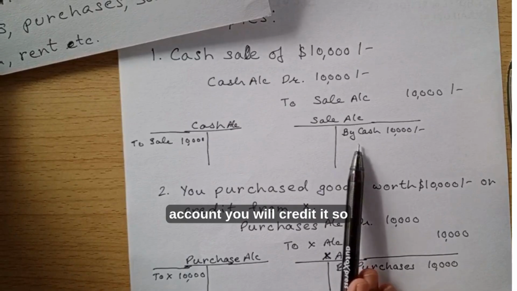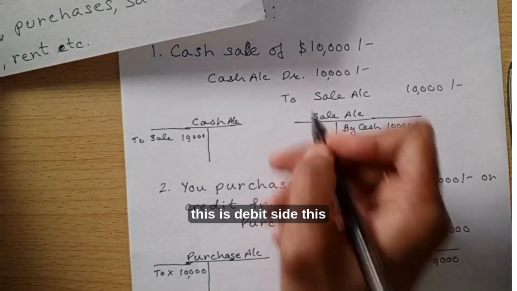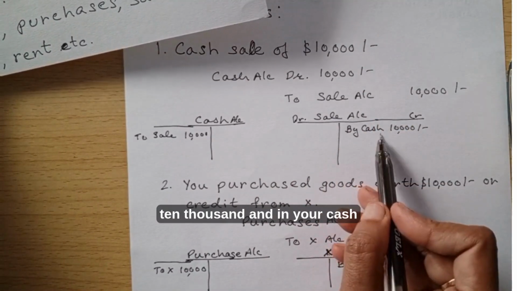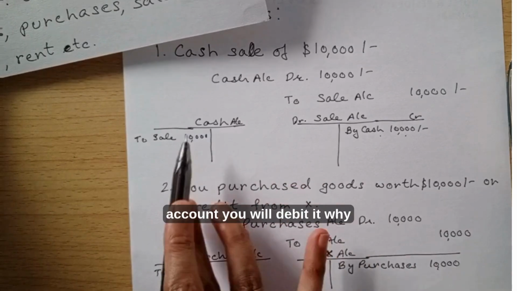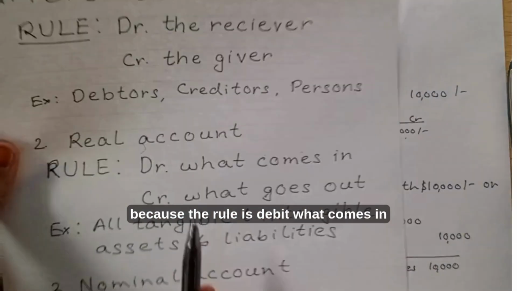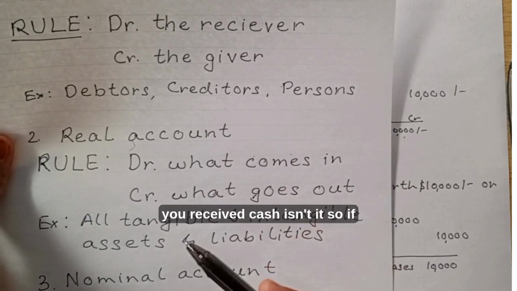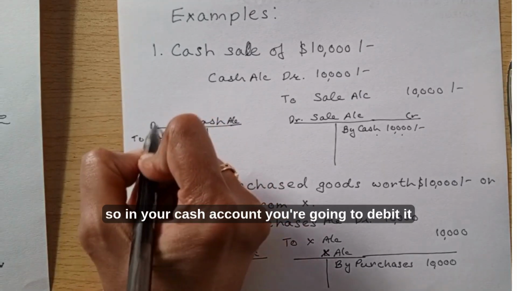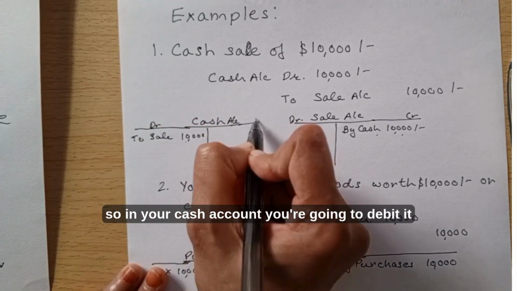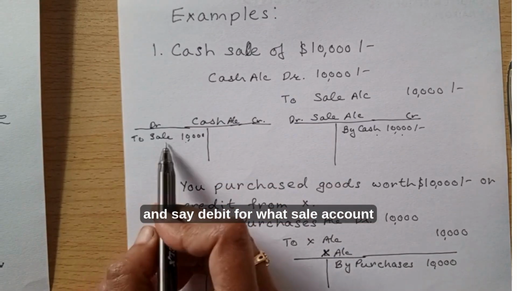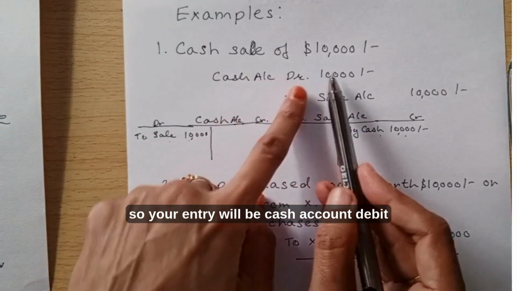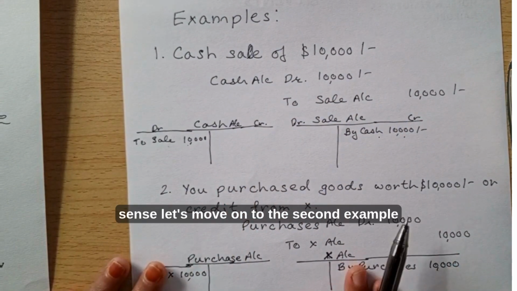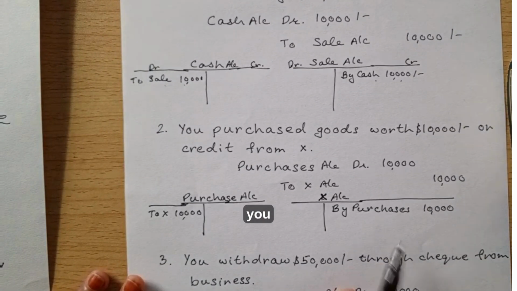So under your sales account, you will credit it. So this is debit side. This is credit side. By cash 10,000, and in your cash account you will debit it. Why? Because the rule is debit what comes in. You received cash, isn't it? So if you're receiving cash, then you're going to debit it. So in your cash account, you're going to debit it and say debit for what? Sale account. So your entry will be cash account debit 10,000 and sales account credit 10,000. Makes sense? Let's move on to the second example.